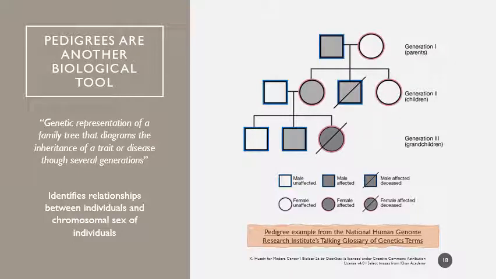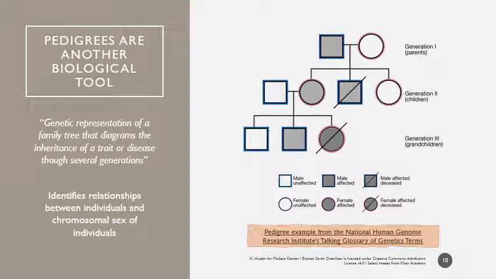Pedigrees are another biological tool that we use, again, retrospectively. These are a way to represent a family tree. Generally they show biological sex, so if they're male or female, they often show whether they're affected by a particular condition, and they sometimes show whether an individual is deceased or whether they are a carrier. Meaning, if the disease is recessive, they might be a carrier if they're carrying it in their alleles but we don't see it. So if they're heterozygous, they're called a carrier when the condition is recessive.